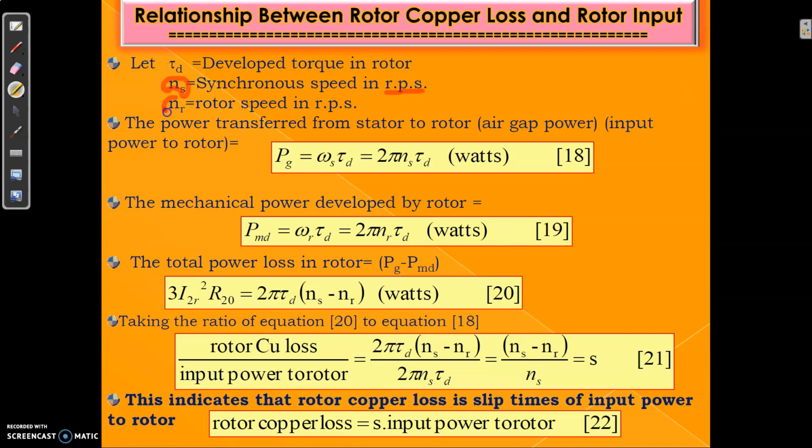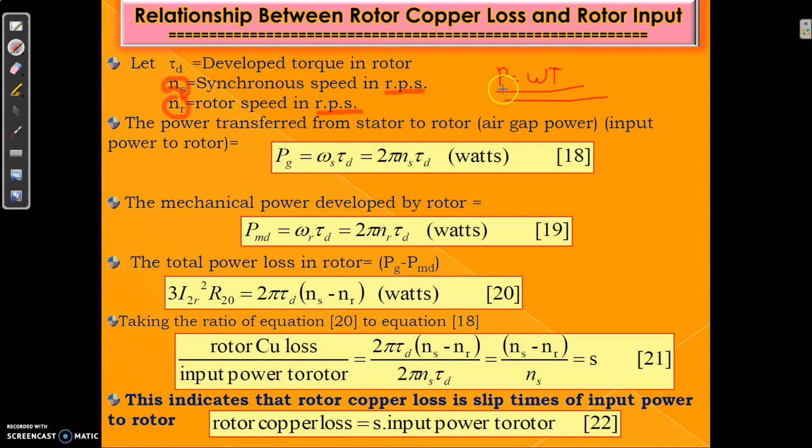Then here it is NR. NR is the rotor speed in RPS, again not in RPM. Why am I taking RPS? Because I want to calculate the omega, so that will become easy. So the power developed, how will we calculate the power? The power is always omega into torque. So to calculate this omega into torque, I have to calculate the omega.